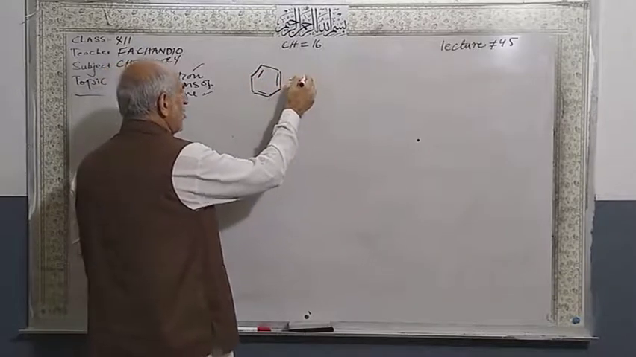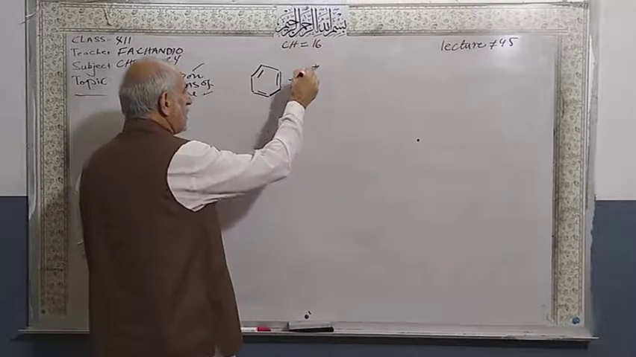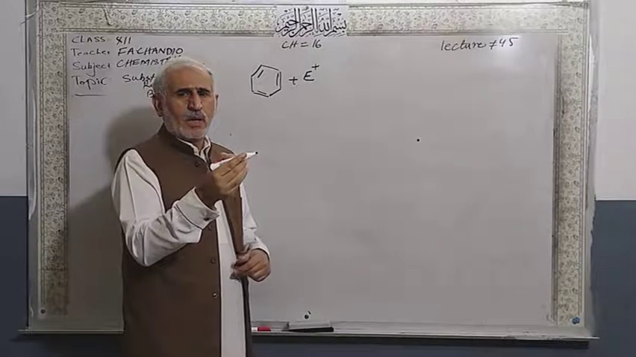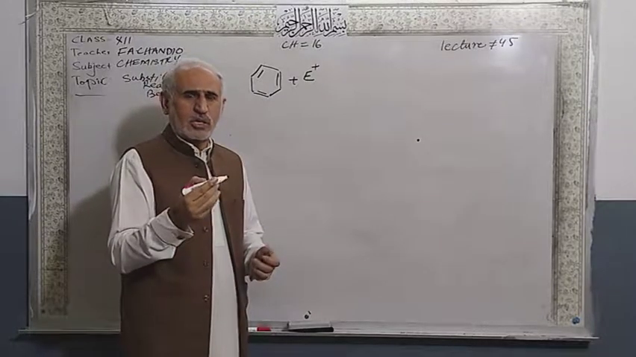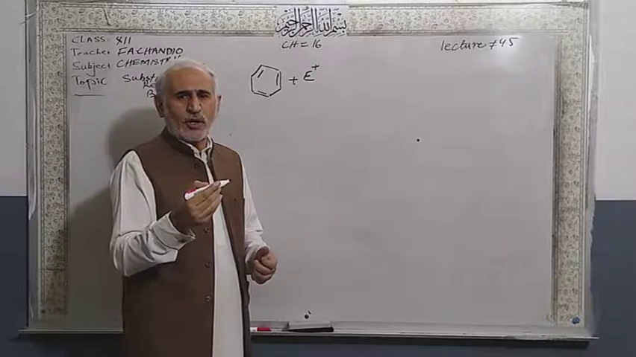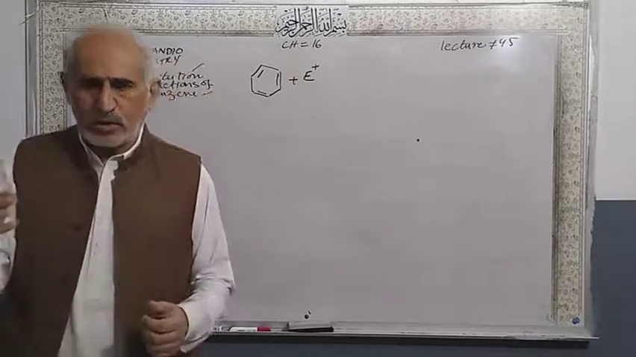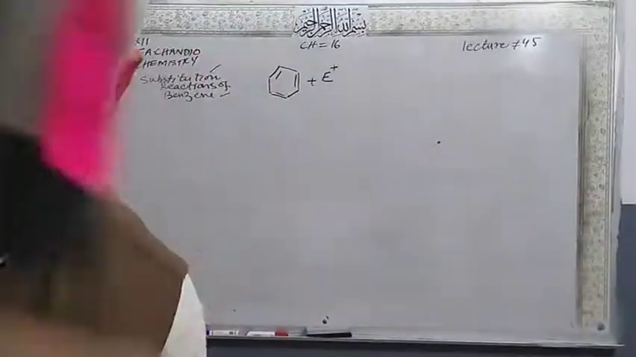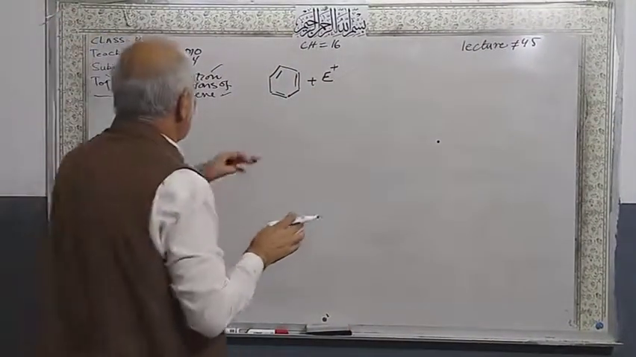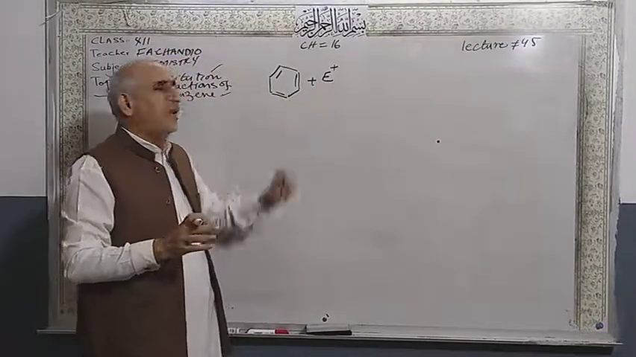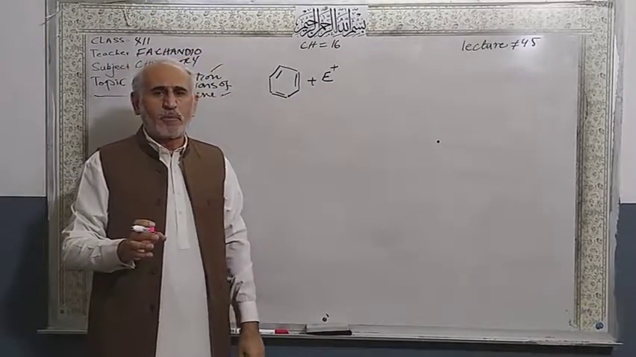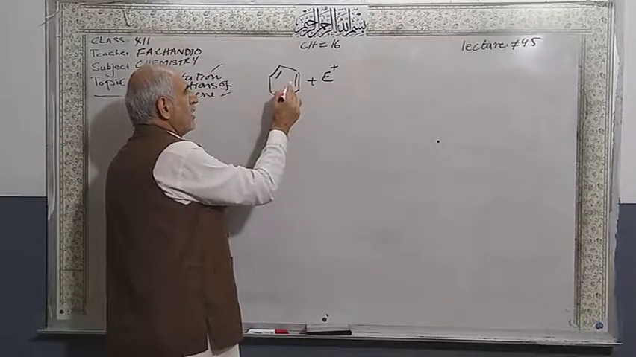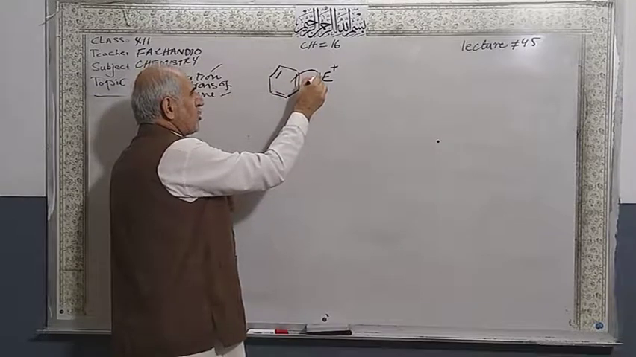Suppose this is the electrophile, which is powerful. Benzene is highly stable due to its delocalized electrons, so a weak electrophile cannot attack the benzene ring. Due to this reason, a powerful electrophile is going to be attached to the benzene ring. These are the pi electrons.